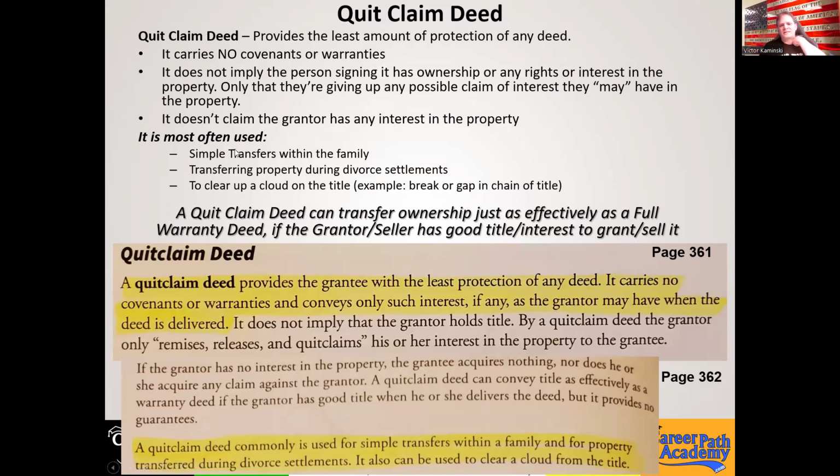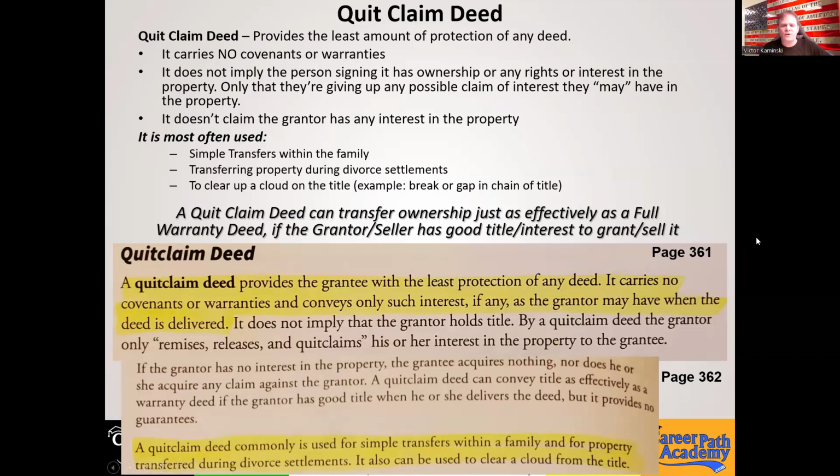So it's most often used for simple transfers of ownership within a family, or transferring property during divorce settlements, or to clear up clouds on a title. An example would be if there's a break or gap in the chain of title when you're searching the title history and you can't link one owner to the next. You could get somebody to sign a quitclaim deed to give up their interest in that property.